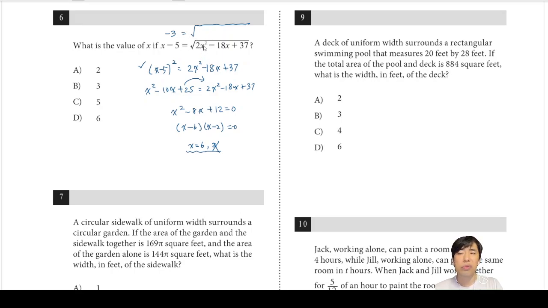Plug in 2, what do you get? That's 2x squared: 2 times 4, 8, minus 18 times 2, that's 36, plus 37. So what do we have inside? That's 9, so that's the square root of 9, which is equal to 3. Obviously, 3 is not equal to negative 3, so 2 cannot be your answer. So the only answer that's left over is 6. The answer is D.